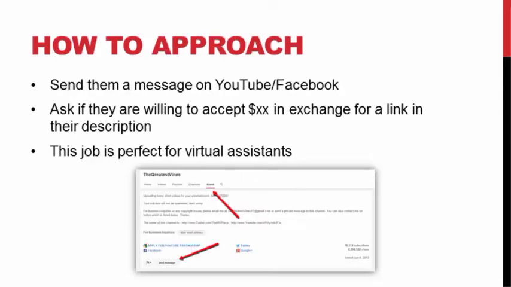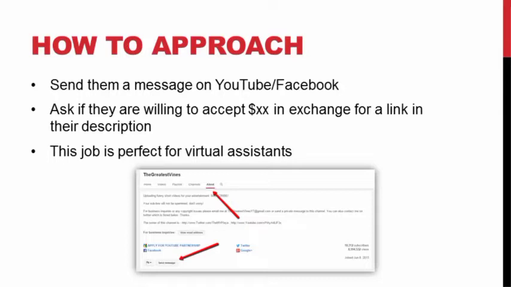And then once we find one of these videos that meets our criteria, we want to reach out to them on YouTube or Facebook. If their real name is on YouTube, maybe we can find them on Facebook. We want to send them a message, and basically you're going to say, hey, I have an awesome website, I have a free course, I have a free report that your audience is going to absolutely love. So how about I give you $10, or $20, or $100, and you put this link in your video description.